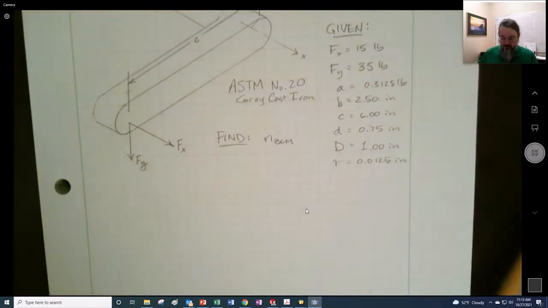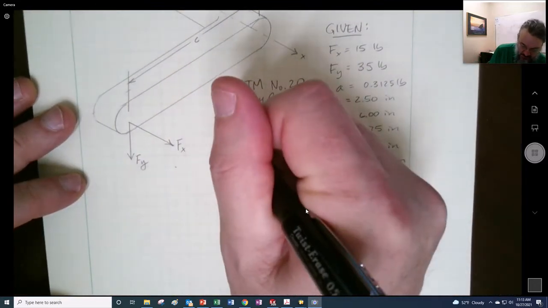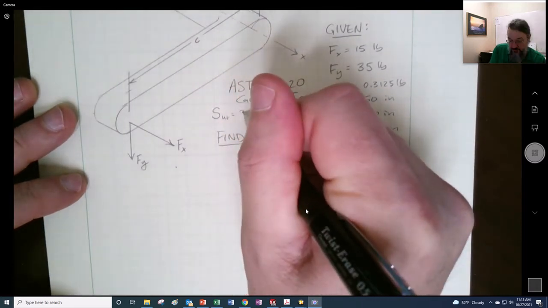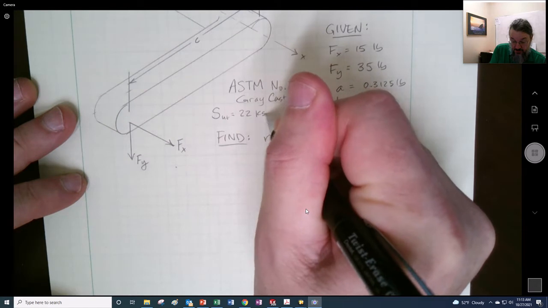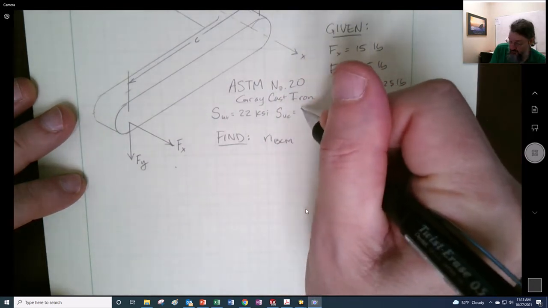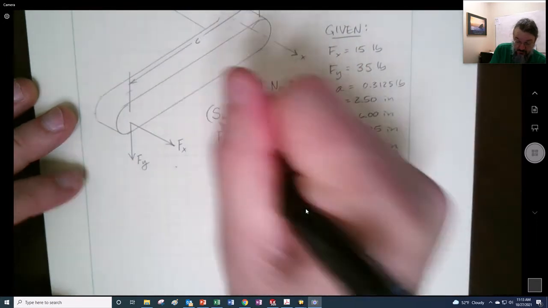So I'll write that down. Maybe I'll write it up here. Tensile is 22 KSI. I totally forgot what it was. And we had 83 KSI.